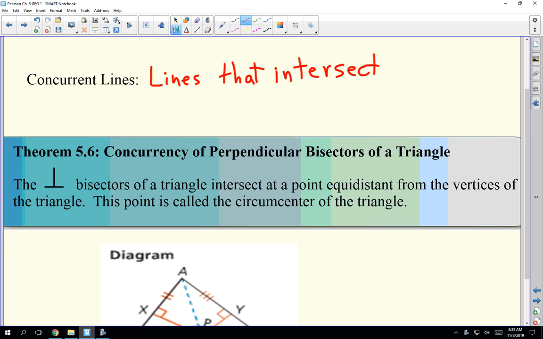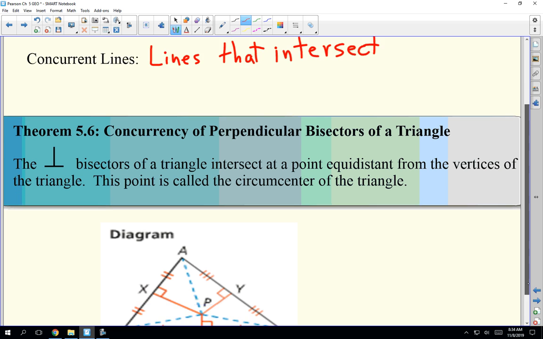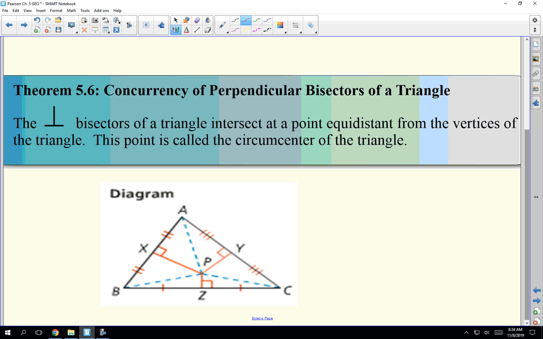And the perpendicular bisectors of a triangle intersect at a point equidistant from the vertices of the triangle. So if the vertices represent, like I said, this is a sports complex, the soccer field, basketball field, volleyball field, that place where all the perpendicular bisectors intersect would be the central location equidistant from each of those fields. Okay, so maybe we're at the snack bar. All right. So there it is. There's the special point. That's the point we constructed right there at P.